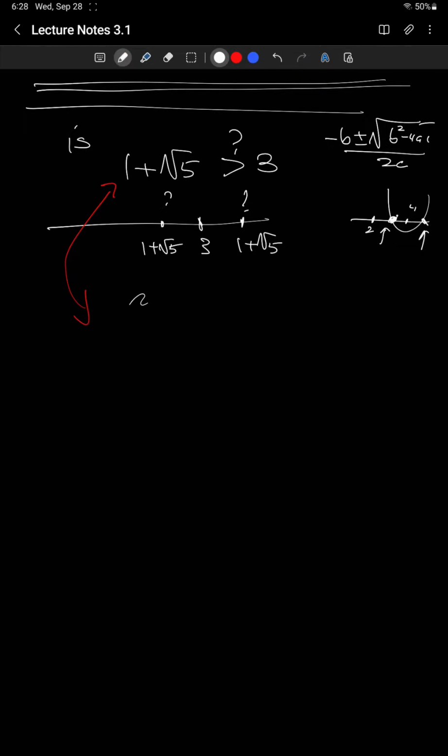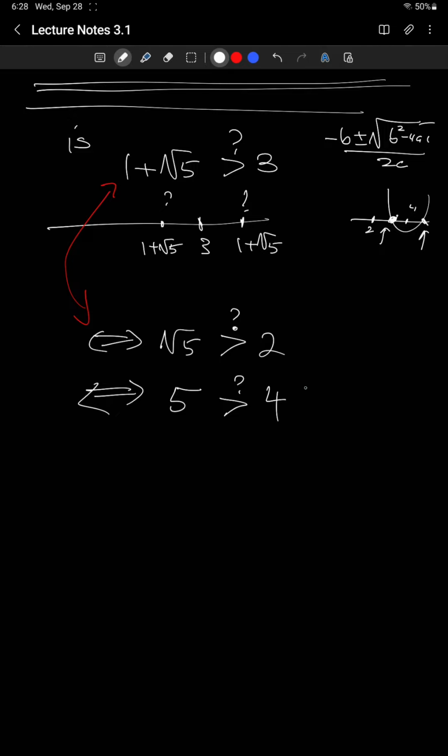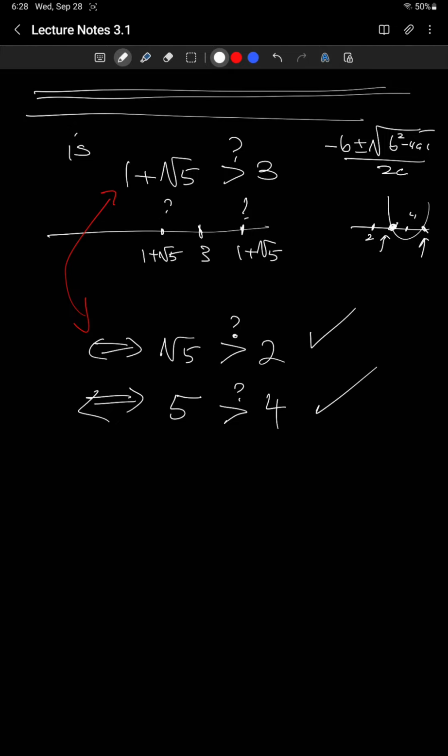Is this bigger than this? Well, that's the same as asking, is root 5 bigger than question mark 2, subtracting 1 on both sides. And if I'm still not sure, I can always square both sides. That's the same as asking, is 5 bigger than 2 squared, 4? Now it's very obvious. This one is true, so that one is true, and so that one is true.